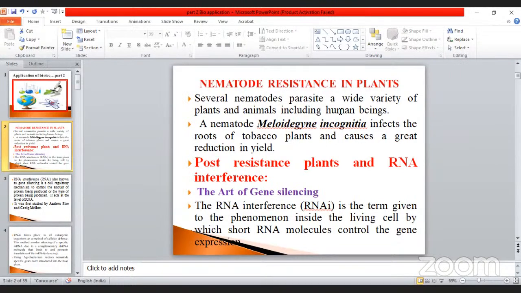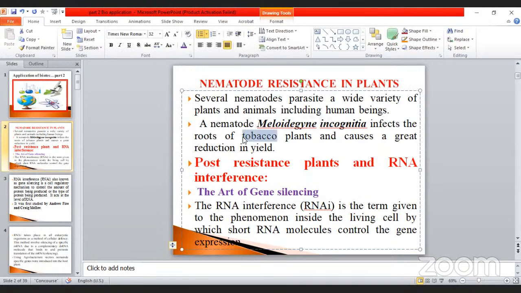See here, several nematodes parasitize a wide variety of plants and animals, including human beings. They have given an example, the nematode Meloidogyne incognita. Meloidogyne incognita infects the roots of the tobacco plant and causes a great reduction in yield. That is very, very important. Which plant will it affect, you know? One of the nematodes affects the tobacco plant.